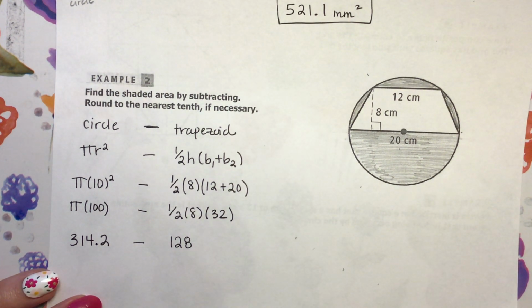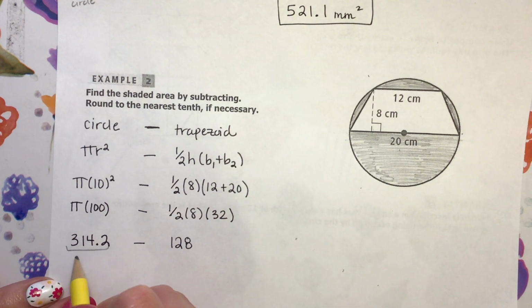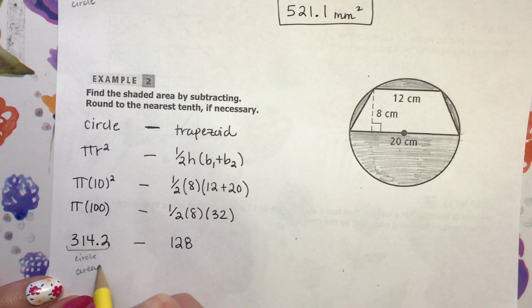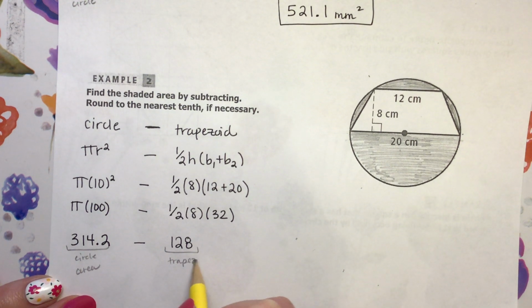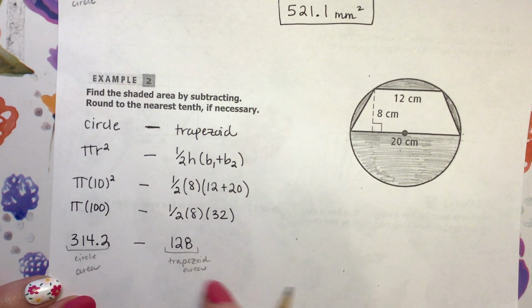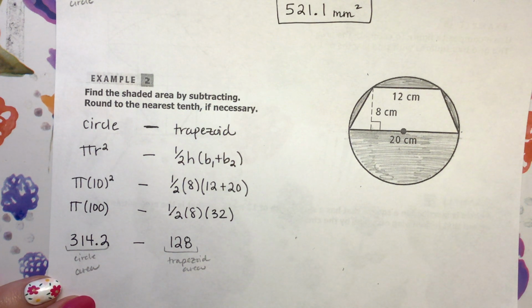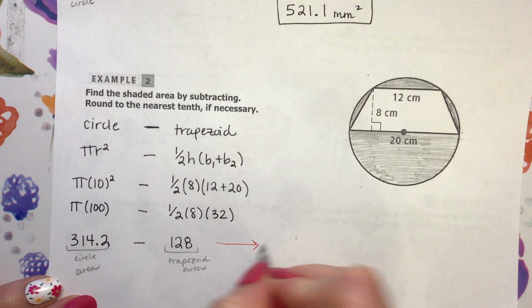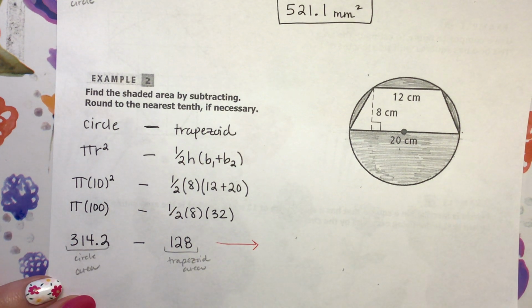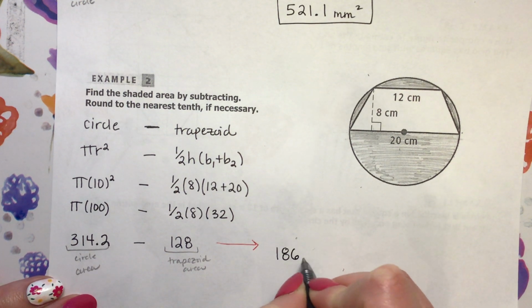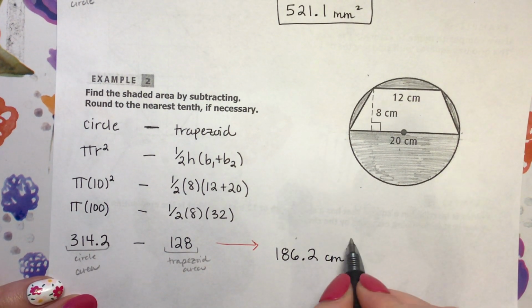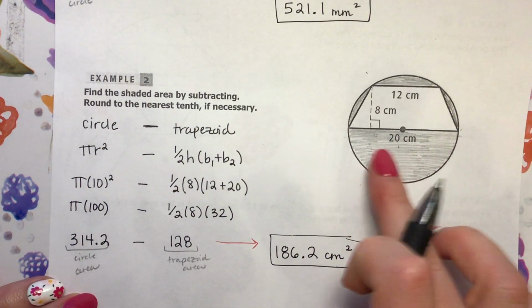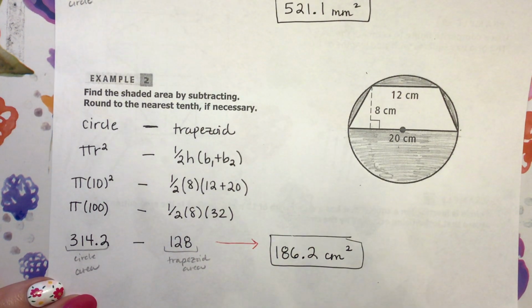Now I'm taking the circle, which is what this value is. This is the circle area. And this is the trapezoid area. And I'm going to subtract the two of them. And when I do that, I'm just going to put that straight into my calculator. So 314.2 minus 128. And that is getting me 186.2. So I've got 186.2 centimeters squared is what the area of the shaded region in this is.